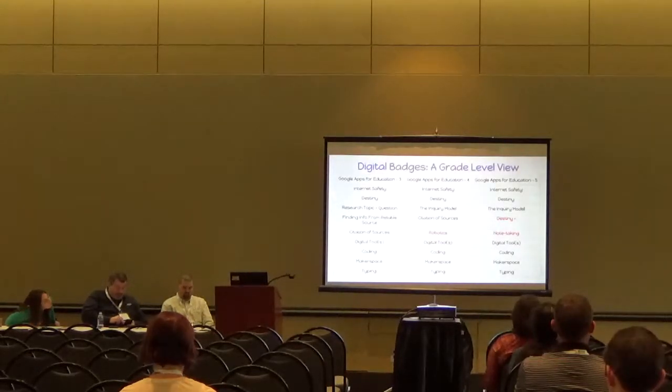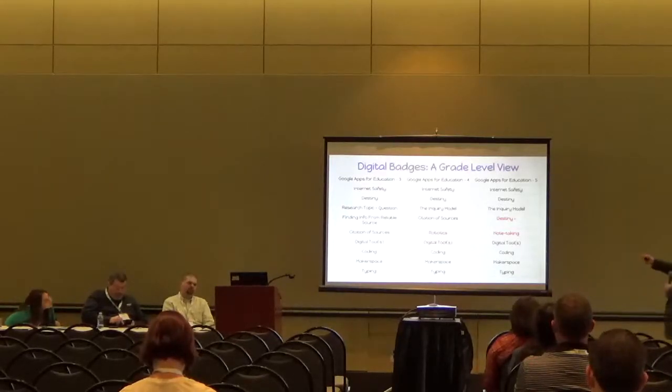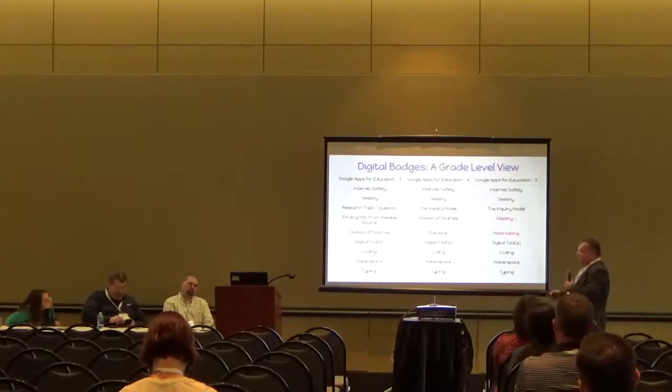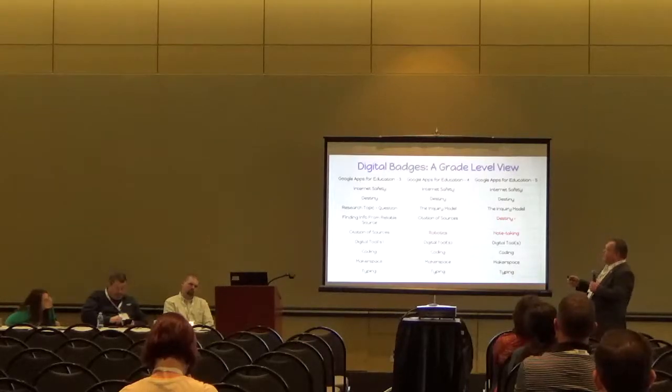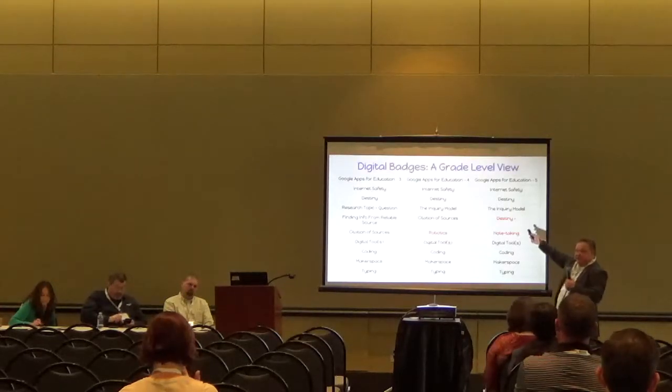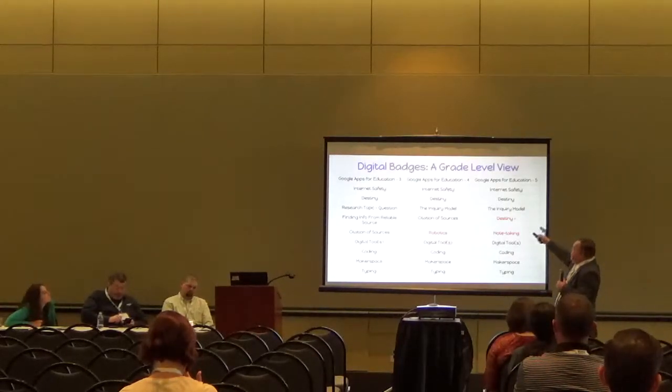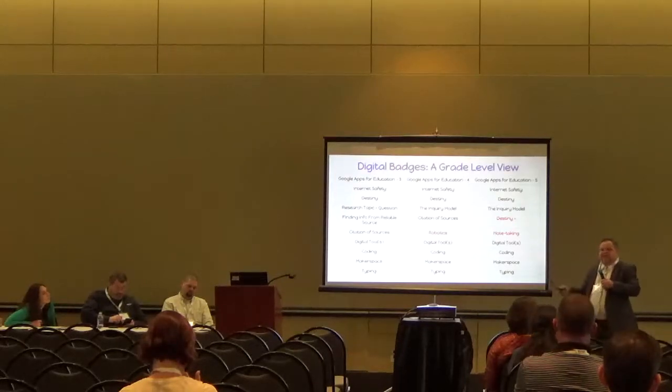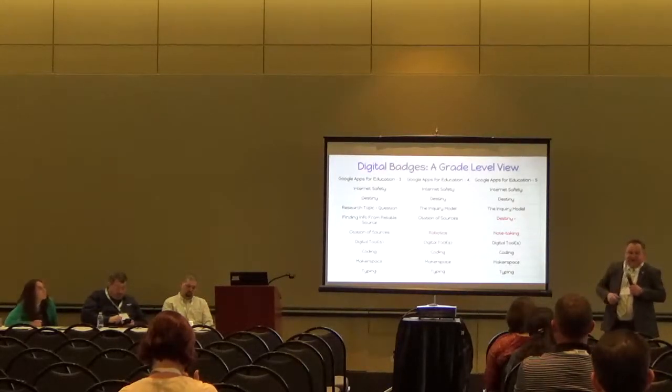Now, an overview of grade levels, again, grade 3, 4, and 5, using Google Classroom. This is just kind of a layout of what the different grade levels are doing. You can see at each grade level, we always introduce here with internet safety. Destiny, once again, is our library catalog system. We're based out of the library.